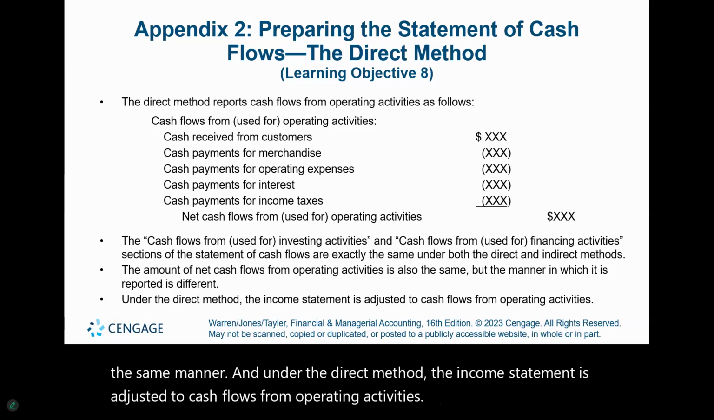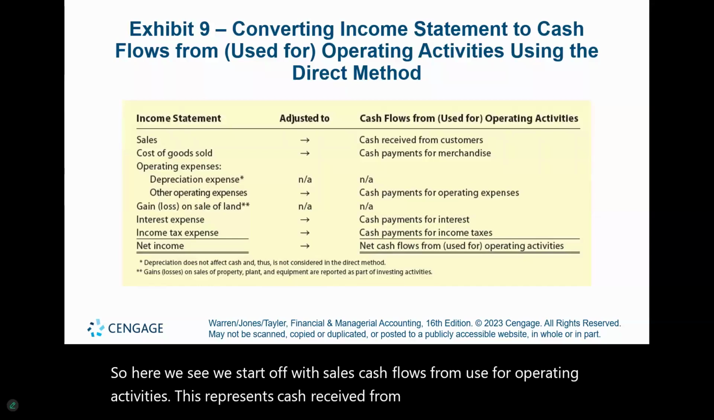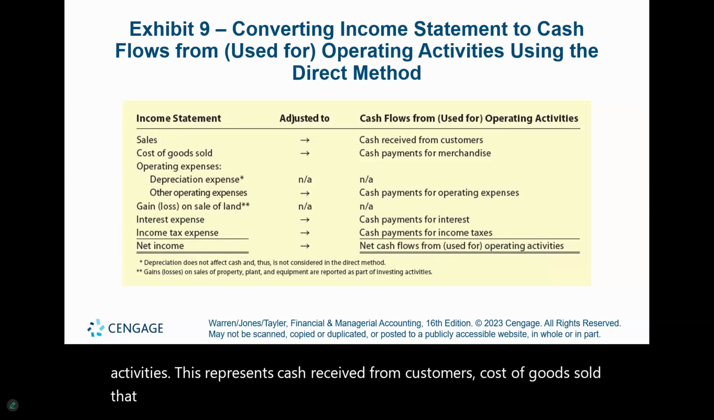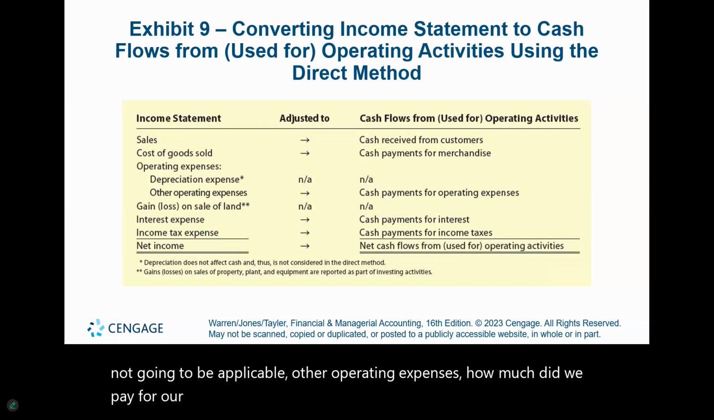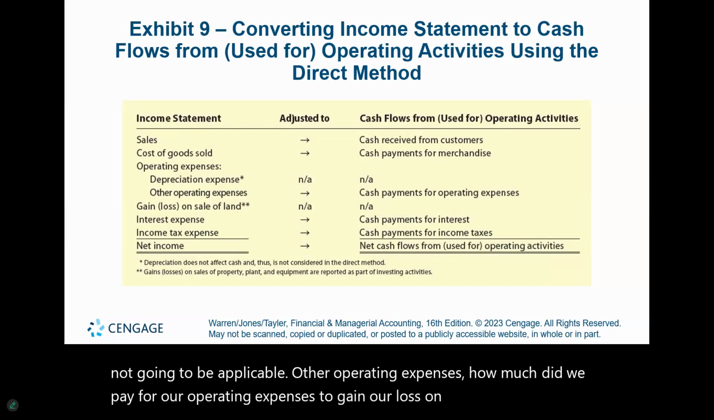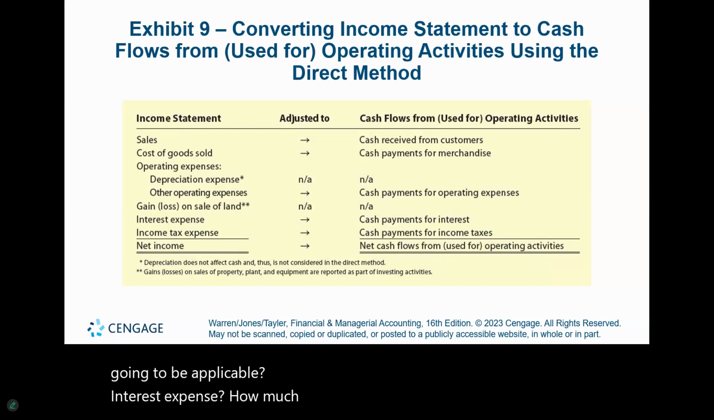So here we start off with sales. Cash flows from or used for operating activities: this represents cash received from customers. Cost of goods sold represents cash payments for merchandise. Depreciation expense is not going to be applicable. Other operating expenses: how much did we pay for our operating expenses? The gain or loss on the sale of land isn't going to be applicable. Interest expense: how much cash did we pay for interest? How much cash did we pay for income taxes?